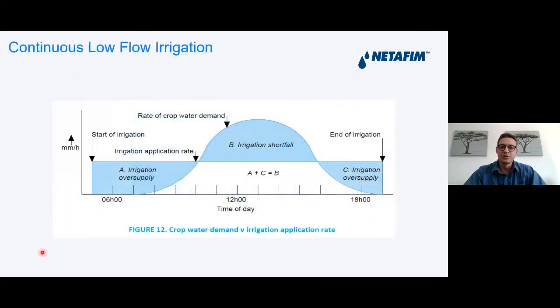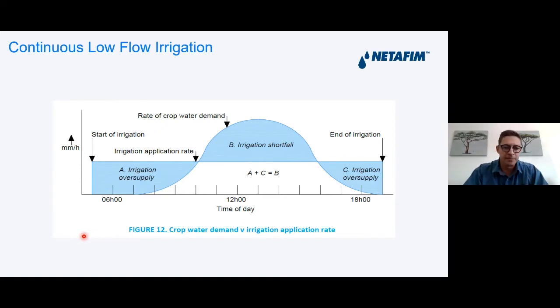If we take a look at continuous low flow in a graph, what would a typical day look like? On the y-axis, we have the application rate of the system, which is this horizontal line that runs here. This stays constant throughout the day, and this will be something like 2.5 cubic meters per hectare per hour. The bell curve is the water demand of this crop. And then on the x-axis, we also have the time of the day of irrigation.